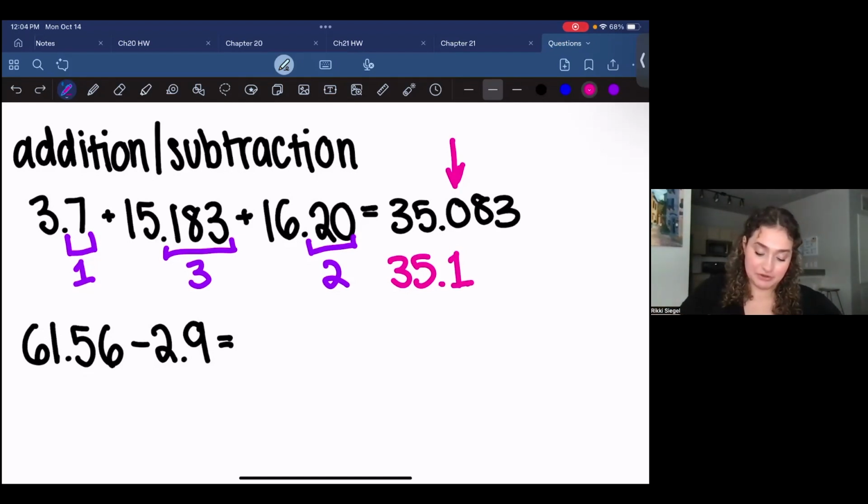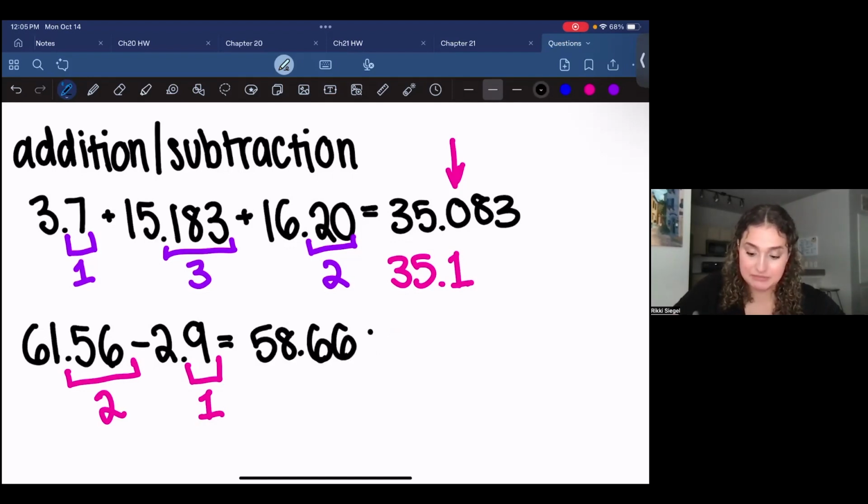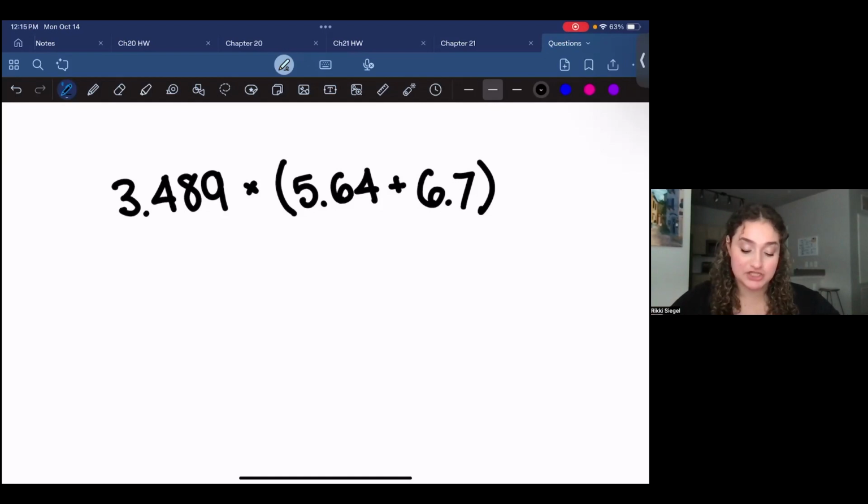In our next example, we have two digits here and we have one digit here, which again means my answer can only have one digit after my decimal point. When we plug this into a calculator, we get 58.66. But this has to be rounded to give us only one digit after our decimal point, which would give us 58.7.